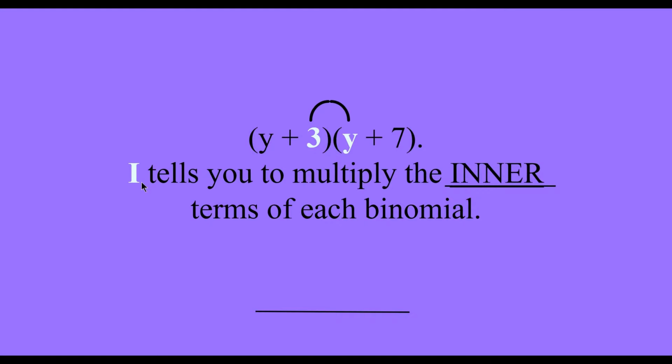And then we go to I, which tells us to multiply the inside terms, or inner. So 3 times y is 3y. So we still keep the y squared from before and the 7y from before, and we add a 3y.